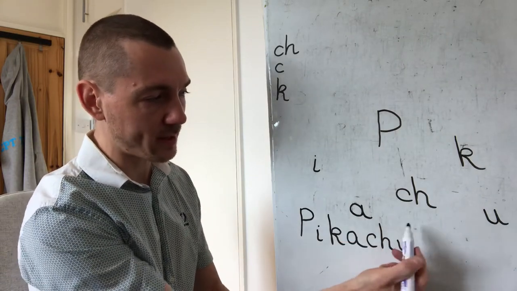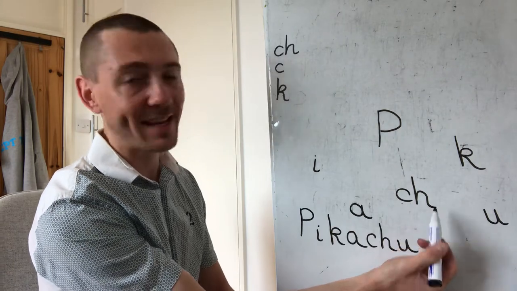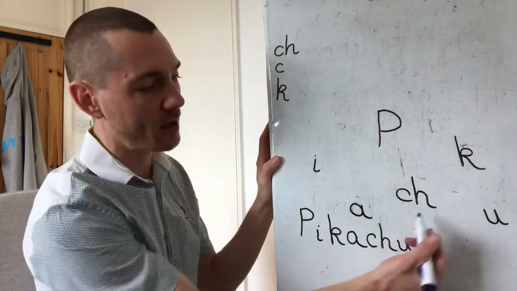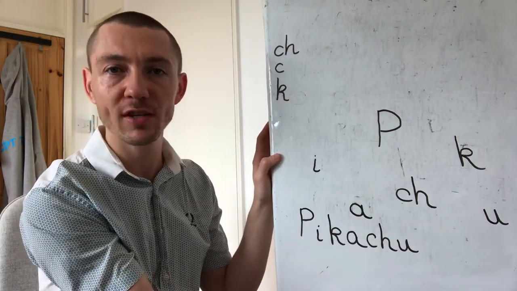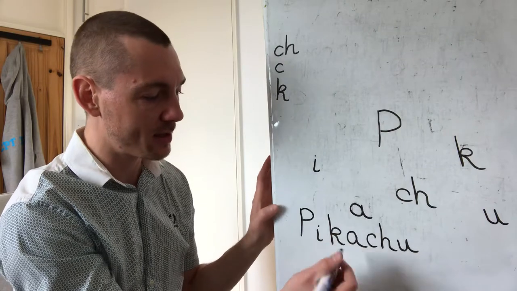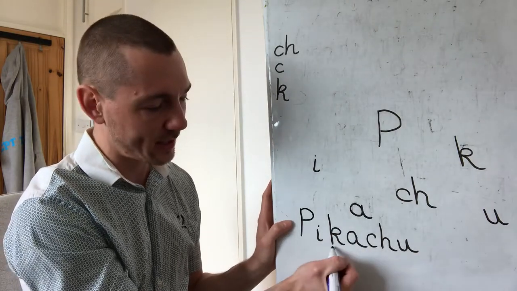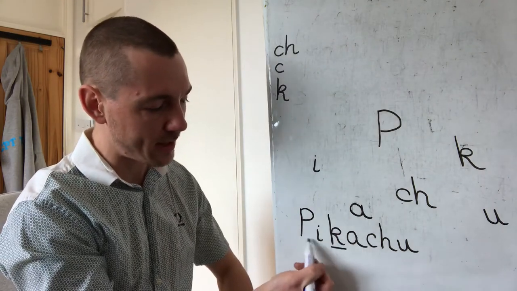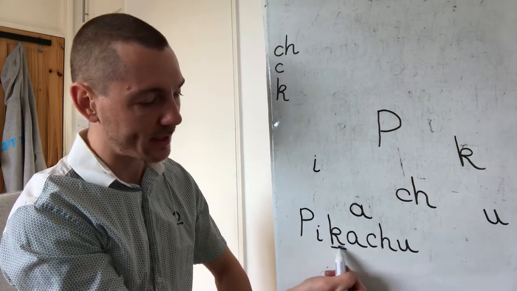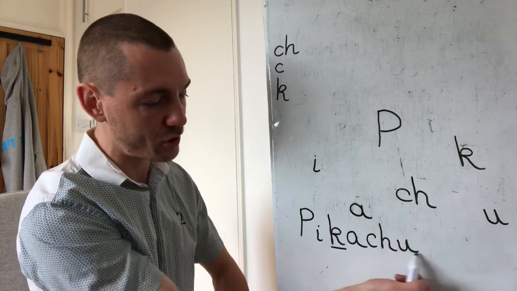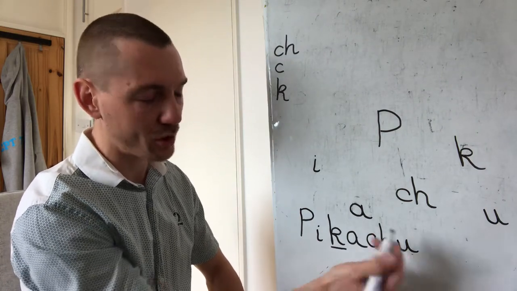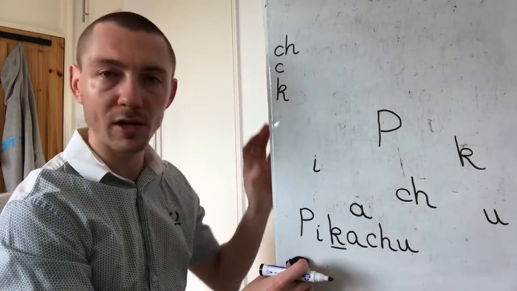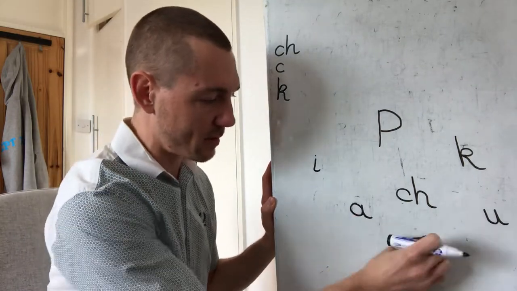Now don't be tricked, because ch is a spelling of k, isn't it? But in Pikachu, the ch is the regular ch sound that we knew from before. So in Pikachu, the k is the k spelling, isn't it? And we say p-i-k-a-ch-u, Pikachu. And we've got the k spelling of k again in Pikachu.